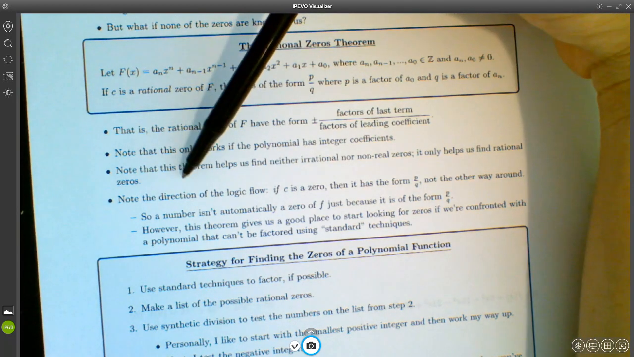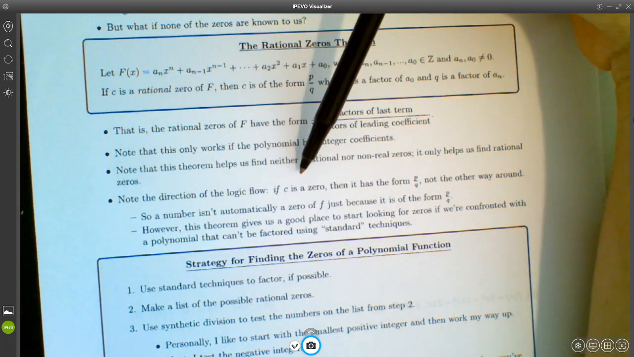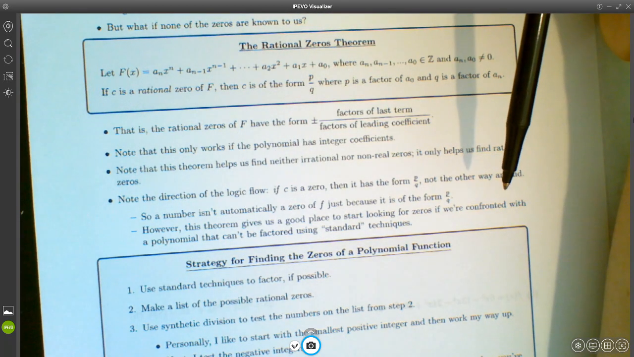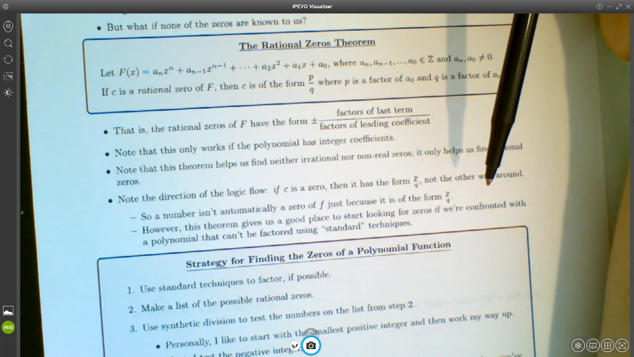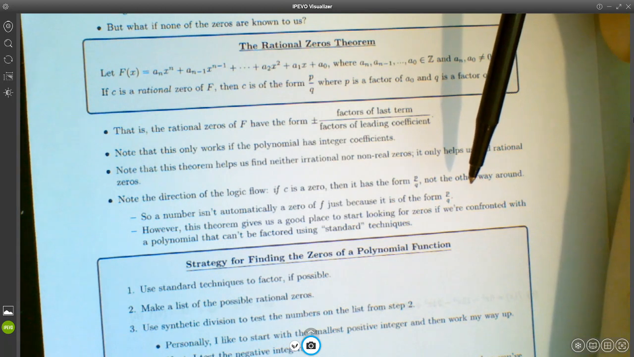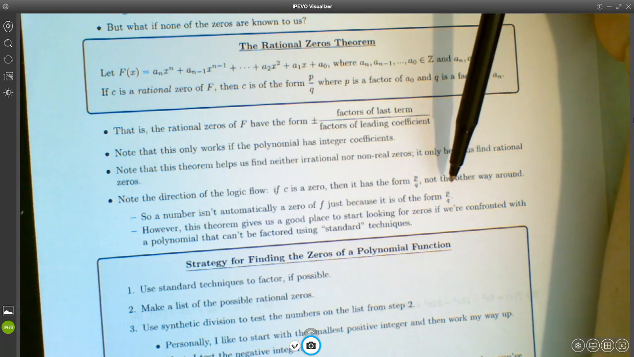Another thing to note is the direction of the logic here. Right? We're saying if c is a zero, then it has the form p over q, not the other way around. Okay? Just because a number has the form p over q does not necessarily mean that it's a zero. Okay? It just means that it's in the running. Okay, it could be a zero. All right.